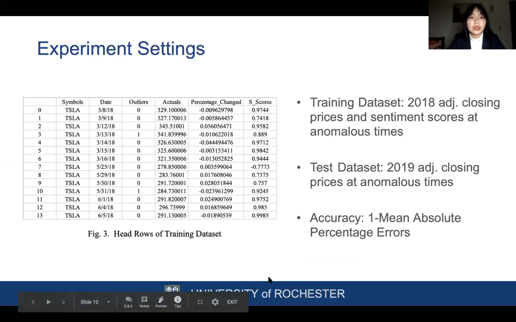This figure here is an example of the training and test datasets we feed into the LSTM and Max. Since our goal is to predict the adjusted closing prices of each stock, given that abnormal events already occurred, we only predicted the adjusted closing prices of the last 3 days. The accuracy is calculated by subtracting the mean absolute percentage errors from 1.